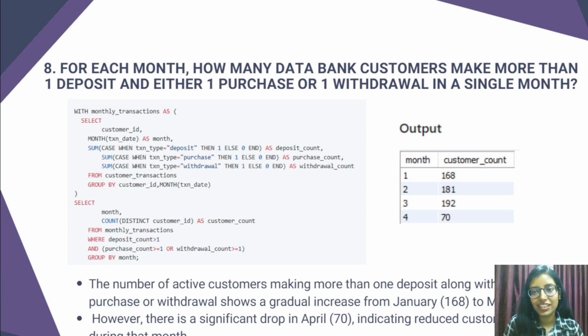So we get the result, the number of active customers making more than one deposit along with at least one purchase or one withdrawal. From this analysis we identify that the customer count increases from January to March, which is a good increase, from 168 in January to 192 in March. But in April the customer activity really declined.